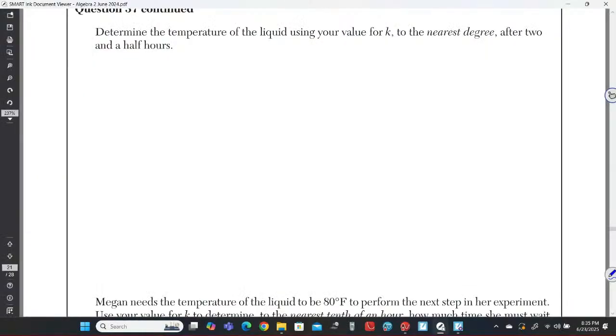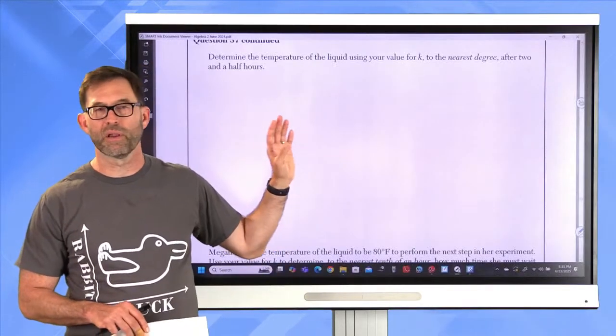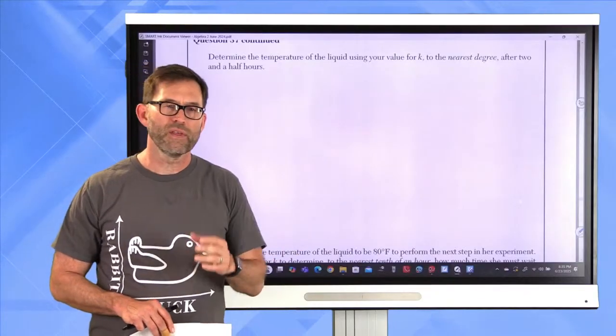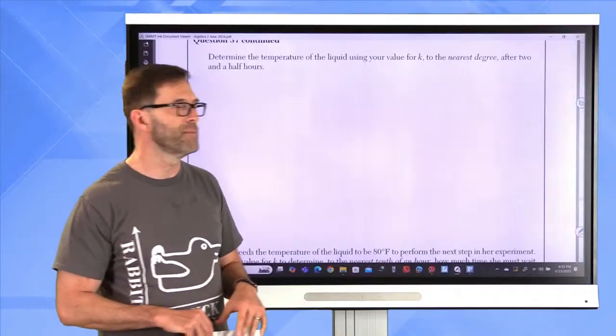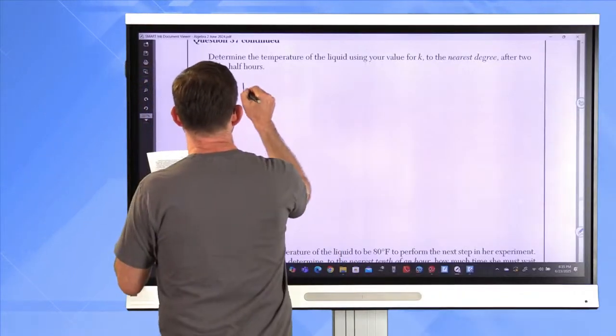Determine the temperature of the liquid using your value for K to the nearest degree after 2.5 hours. So, this is really a pure plug and chug part of the problem. But I think they put it in there to make sure you understand what the model is at this point. The model at this point is the following.